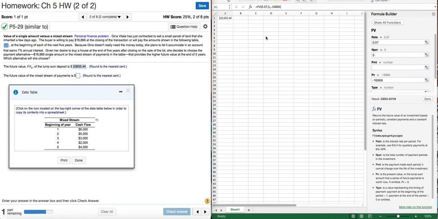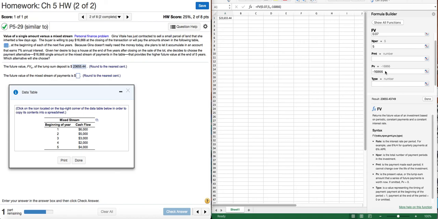So that I already did in Excel. By now, probably a pretty easy calculation for you. So it's just future value in the formula builder at a rate of 7% over the course of 5 years. And the lump sum payment is $16,866. Entered it as a negative number just to consider it as a cash outflow, so that our resulting answer would show as a positive number, which would be the money that we would take out of the account to put down on the house. So that's the easy part of the question.